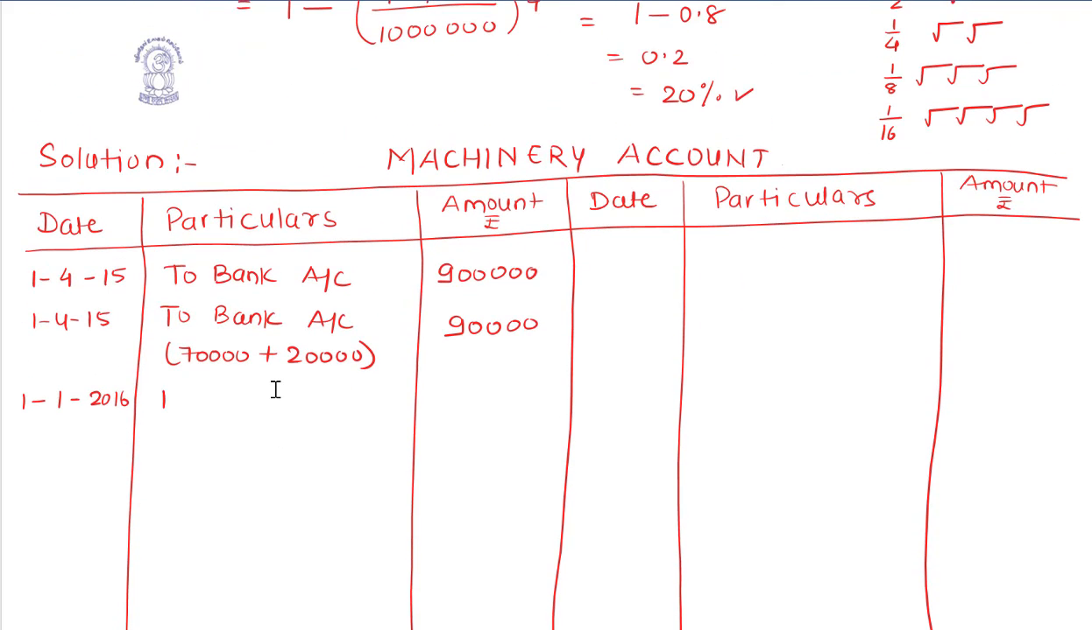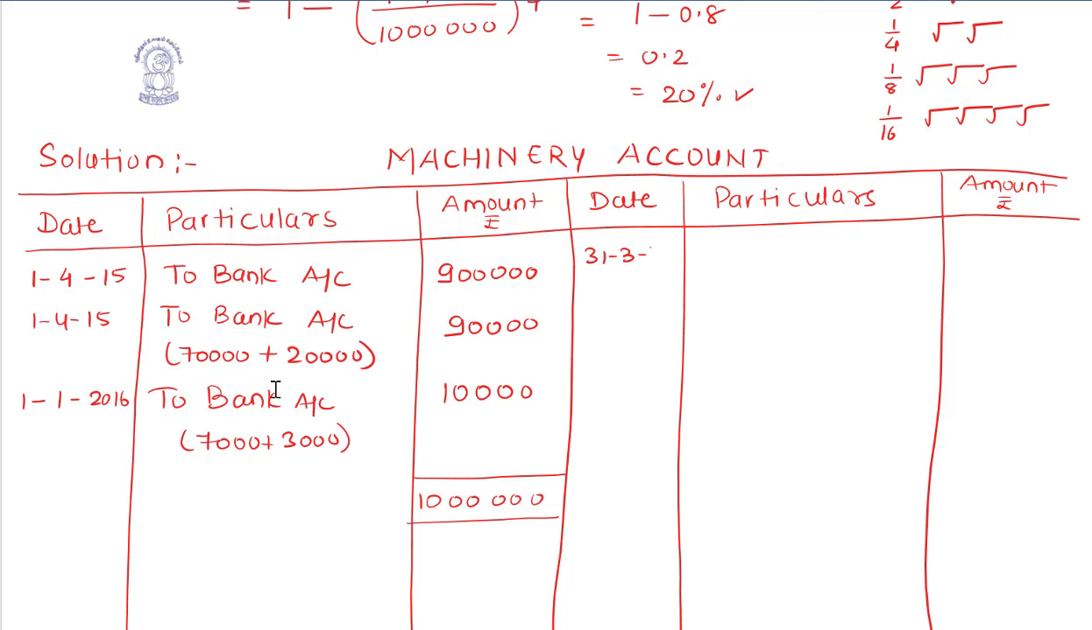So let us capitalize these two expenses. We will write over here to bank account 7,000 plus 3,000, that is 10,000. So 90,000 plus 10,000 plus 9 lakh, that is 10 lakhs. On this figure only we have calculated the depreciation rate.